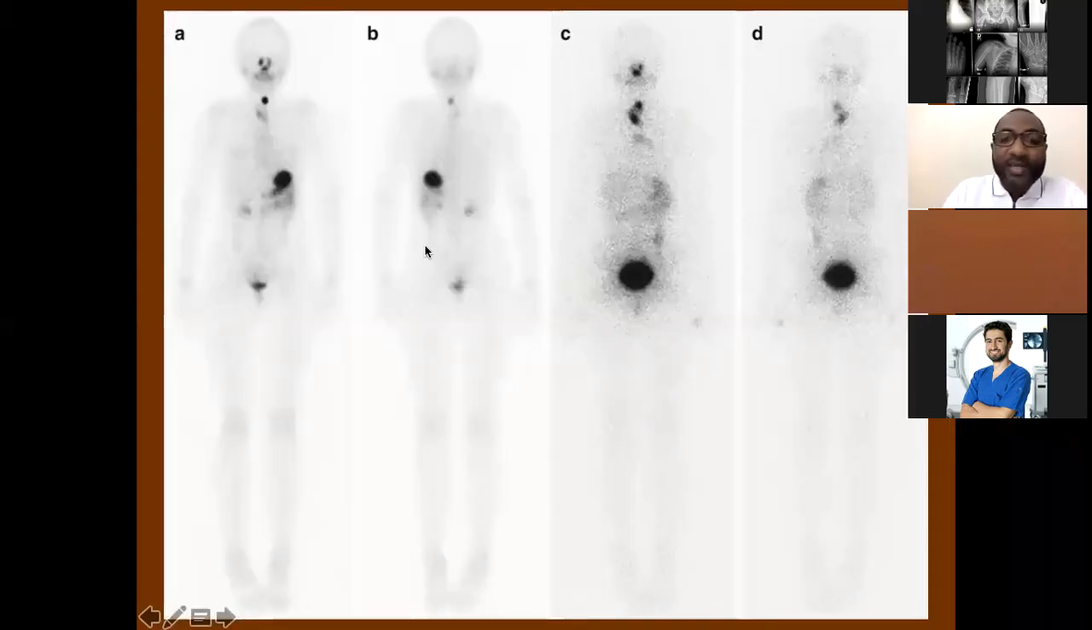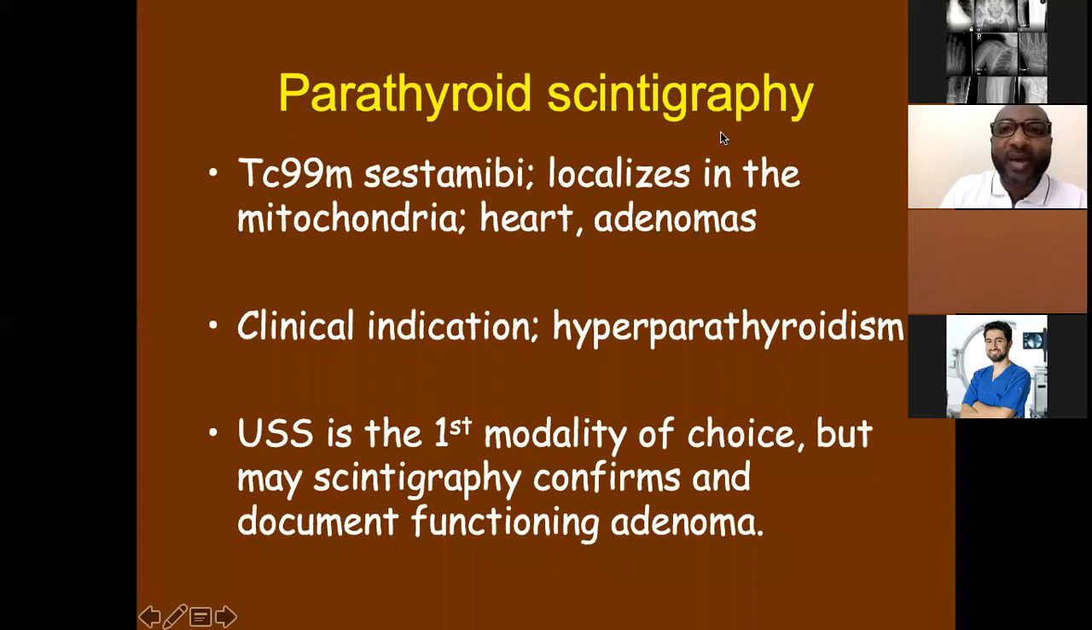So we have looked at imaging benign and malignant thyroid diseases. The next is I'm going to look at parathyroid imaging. For parathyroid imaging, what we do is we use technetium-99m labeled with sestamibi. Sestamibi is a chemical substance that localizes in areas that are rich in mitochondria.